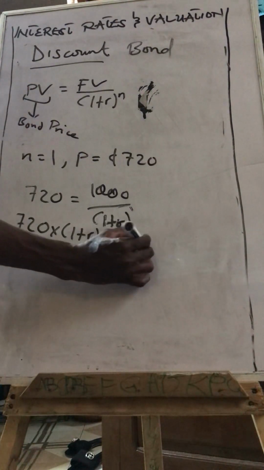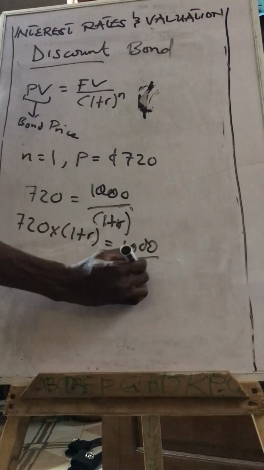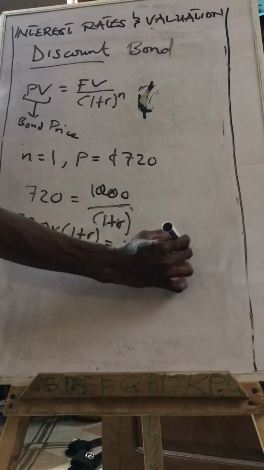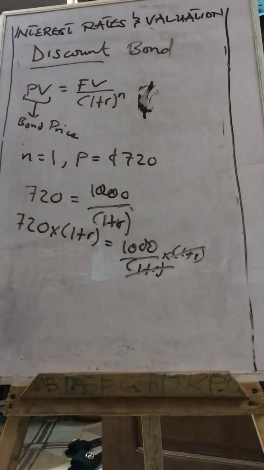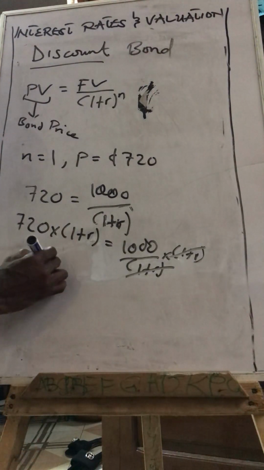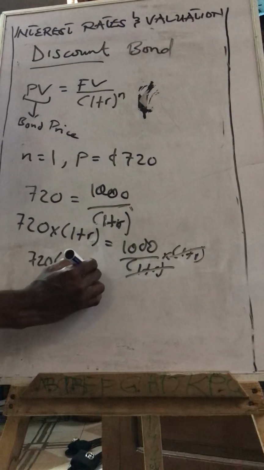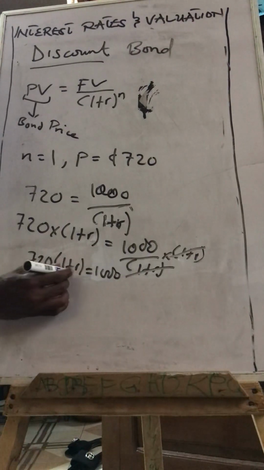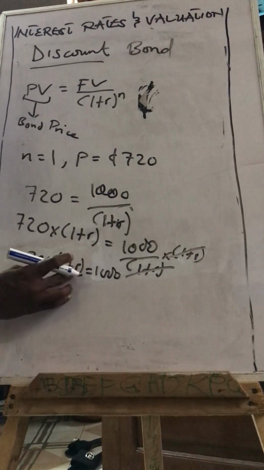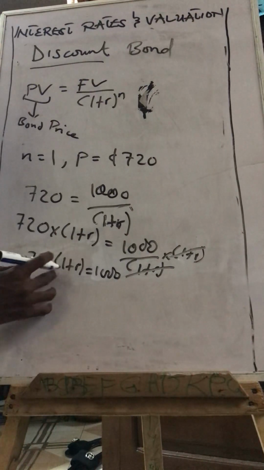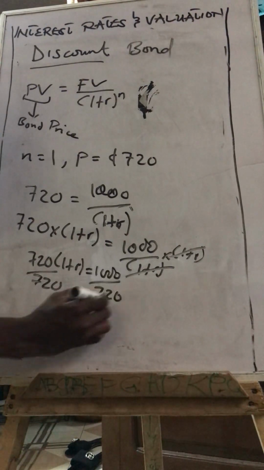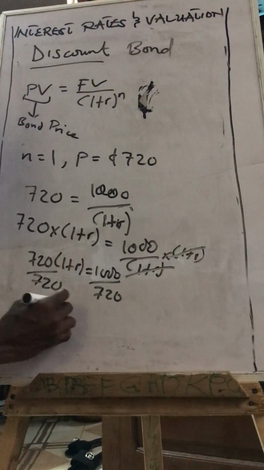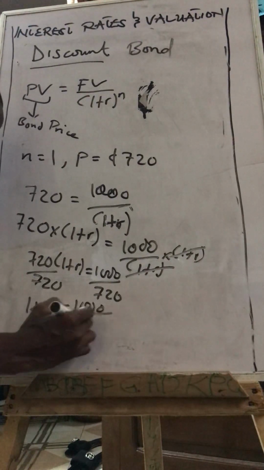So I have 1000 over 1 plus r times 1 plus r. This will cancel this. Then I'll have 720 times 1 plus r equal to 1000. Now I want to make 1 plus r the subject so that I can further make r the subject. It means I have to divide both sides by 720. Great. So I can have 1 plus r is equal to 1000 over 720.